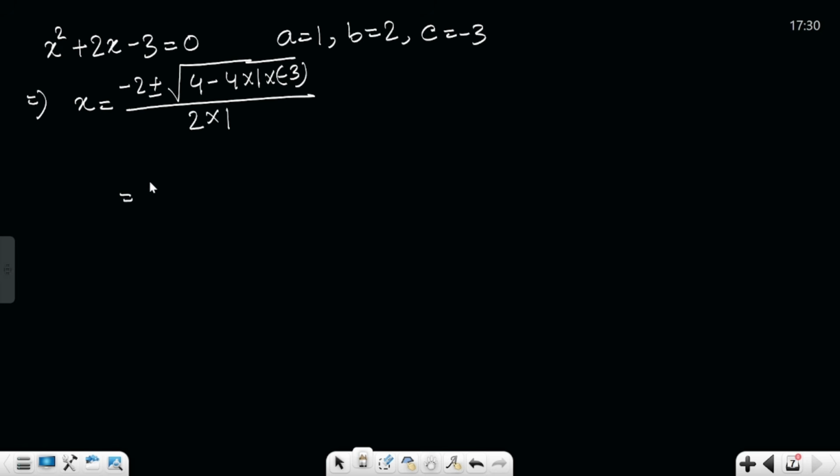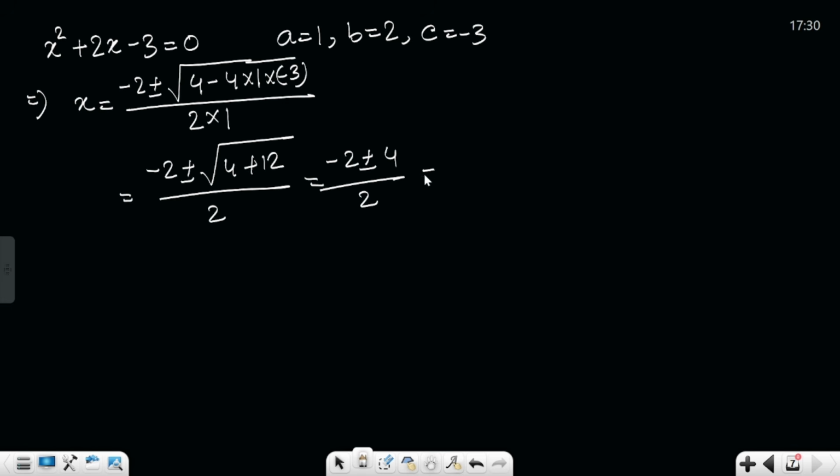So this will be minus 2 plus minus root of 4 plus 12, divided by 2. 4 plus 12 is equal to 16. So this will be minus 2 plus minus root 16, which is 4, by 2a, right? So from here we can say two roots are there. First is minus 2 plus 4 divided by 2, which is equal to 1. And the other root is minus 2 minus 4 divided by 2, so minus 6 by 2, which is equal to minus 2. These are the two roots of the equation.